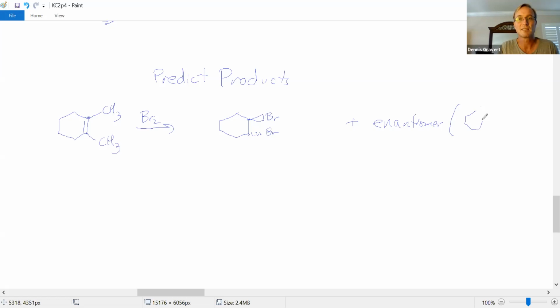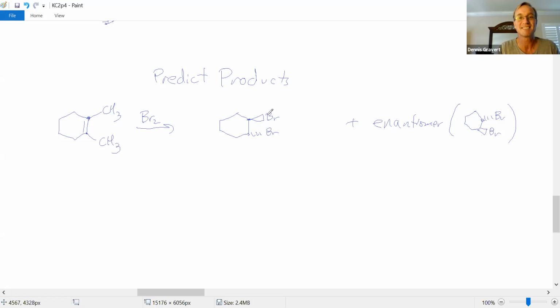Which has the top bromine dash, the bottom bromine would be wedge, opposite. And then what became the methyl groups? They're still there, they just got pushed out of the way, right? This is an alkene carbon, which is sp2, flat trigonal.